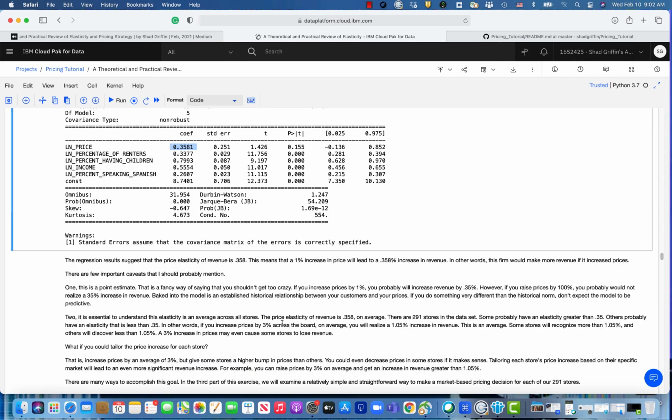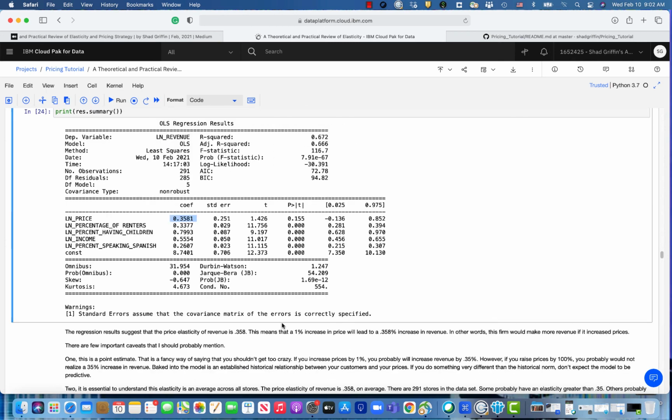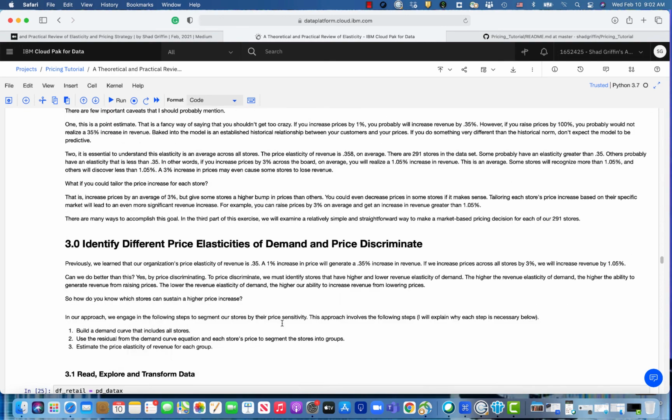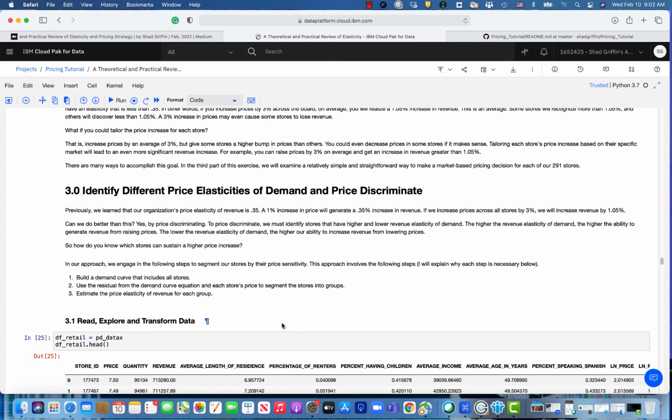Okay, so we've been able to calculate the price elasticity of demand and the price elasticity of revenue for all stores. What I'm going to do in the third section is take the stores and create segments. Then I'm going to calculate the elasticity for the individual segments of stores. So why would you want to do this? In economics, there's something called price discrimination. And I actually give, I think, an example in this notebook that will resonate with you.